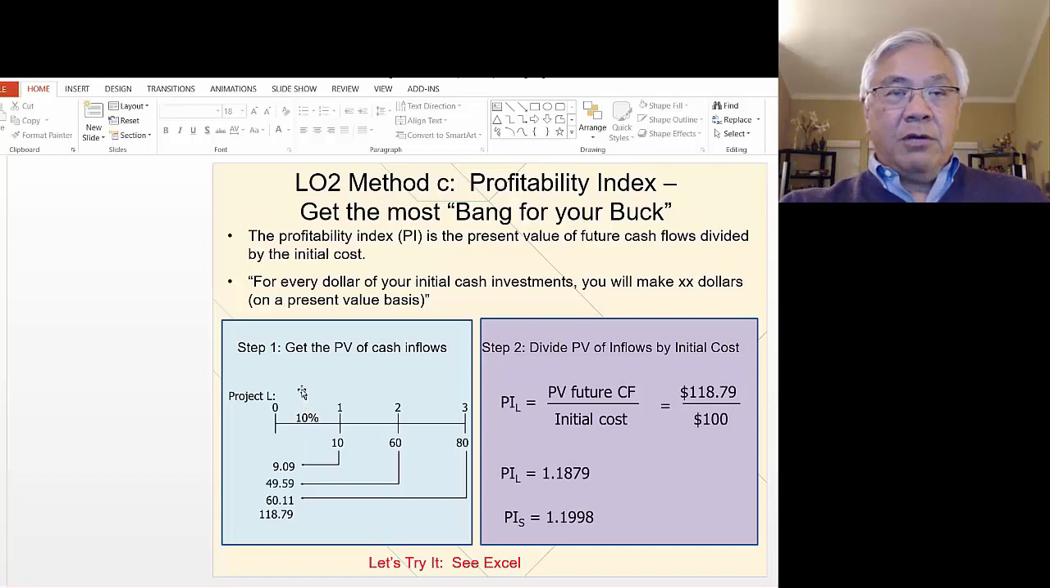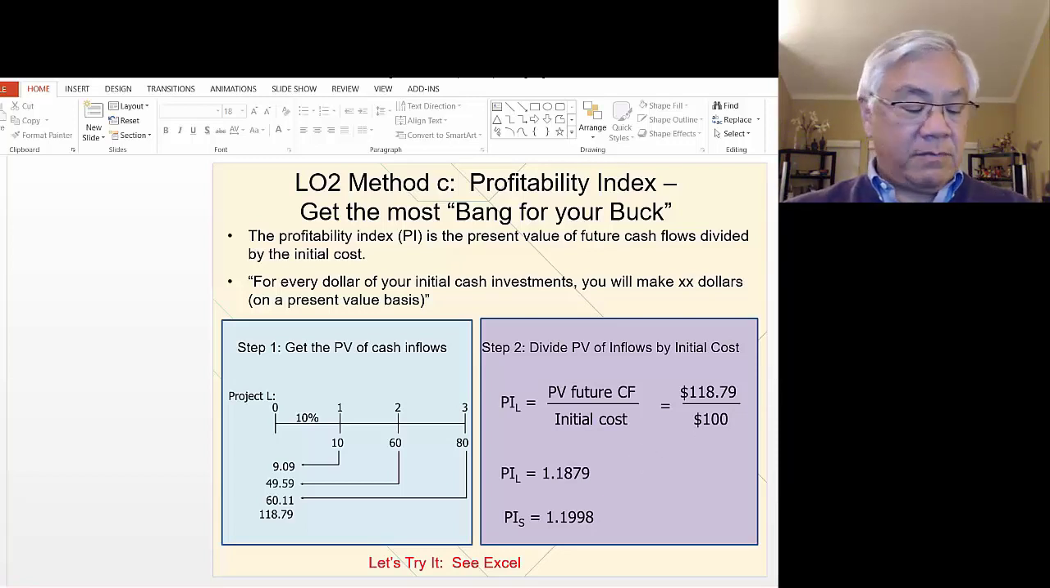The two little boxes below, we get all the cash flows, and we pull the PVs. We all know how to do that, right? We've done that many, many times. Then the calculation of the PI is the present value of the future cash flows as a numerator. In this case, we sum these three cash flows to get 118.79 divided by the initial cost. In this case, it is the $100 that we saw as our outflow. And the PI is 1.1879 for project L, and it's 1.1998 for project S.